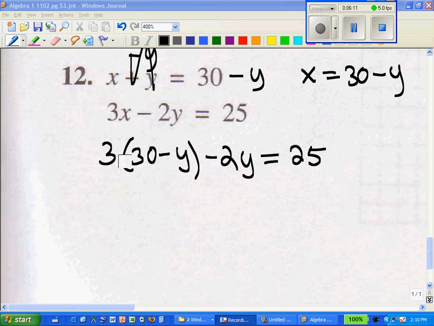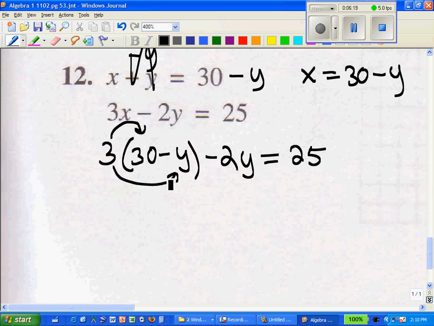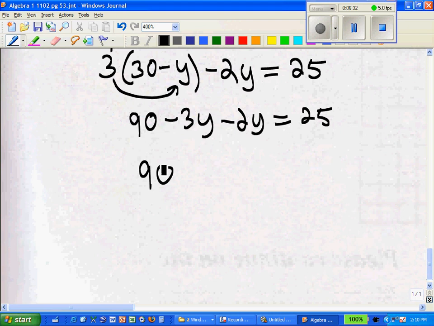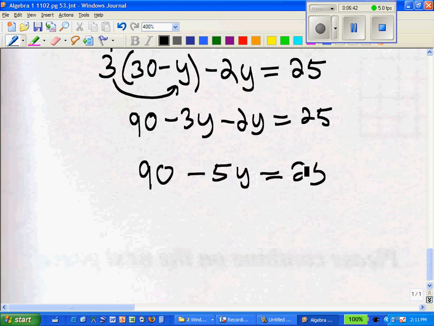Okay, so we've got 3 times 30 minus y minus 2y equals 25. So I'm going to multiply the 3 times everything inside the parentheses. That's going to give me 90 minus 3y minus 2y equals 25. I'm going to combine like terms, so negative 3y and negative 2y gives negative 5y, so 90 minus 5y equals 25. I'm going to move the knowns to one side and unknowns to the other.